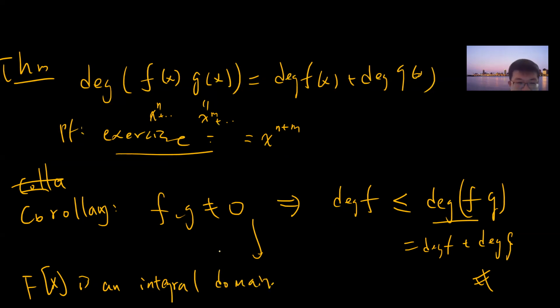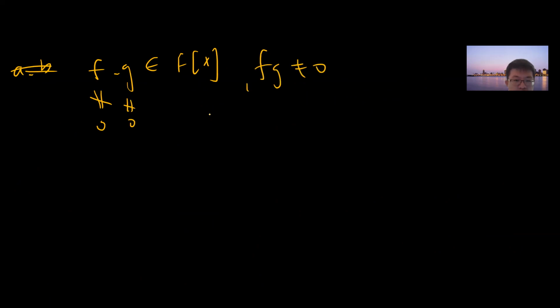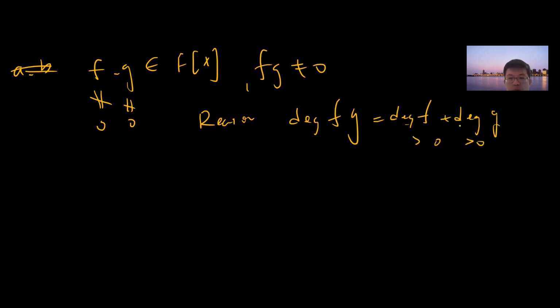Okay, so a simple proof. If you give me two non-zero polynomials in F[x], then their product must be non-zero. The reason is that the degree of the product must be degree f plus degree g, and both are greater than or equal to 0 because they are non-zero.